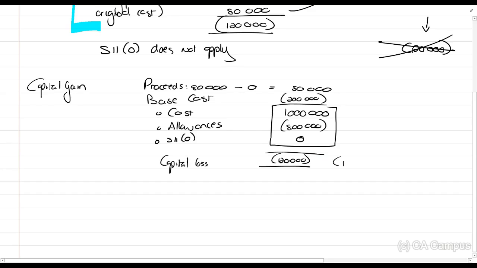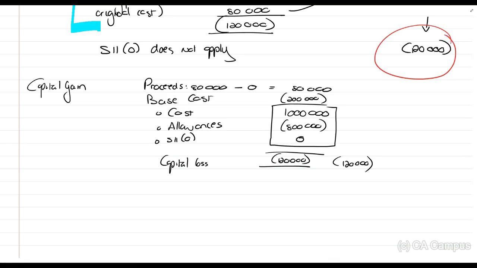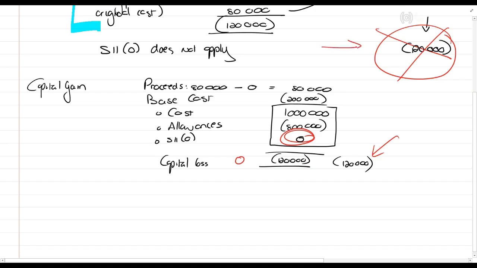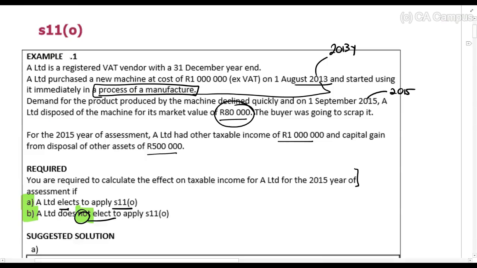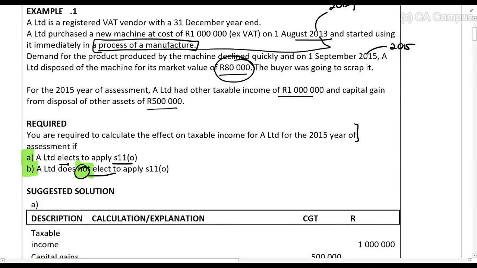So I want you to see what happened. We first claimed 120,000 rands when we selected to apply Section 11O, and then our capital gain was nil. But if we don't apply the 120,000 rands, then we can't take it into account in our base cost, so then we have a capital loss. So your decision to claim Section 11O or not moves it from a deduction to a capital loss. Which one is better for you? Definitely the deduction always, because that is taxed at 28%.